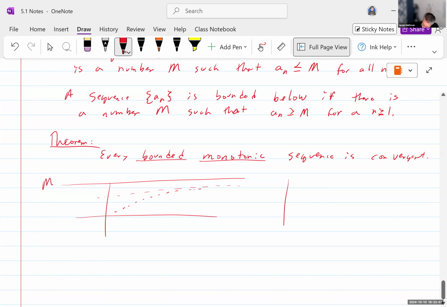If it's bounded from above and strictly increasing, then it's going to converge. If it's bounded from below and it's strictly decreasing, then it's also going to converge. Again, it may not converge to the value m, but it's going to converge to something. And that is section 5.1.